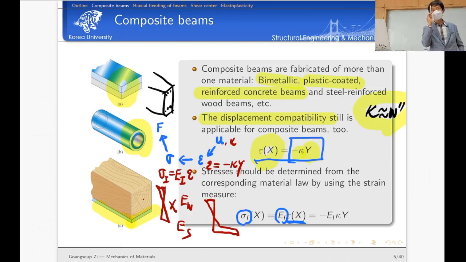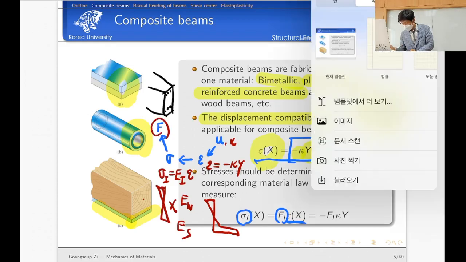So what's the next step? Now we are talking about the beam problem. The next step is we need to collect all the contributions to the internal bending moment. That's what you have to do, isn't it? Next step, we need to calculate the moment contribution, the small moment. The small moment is what?